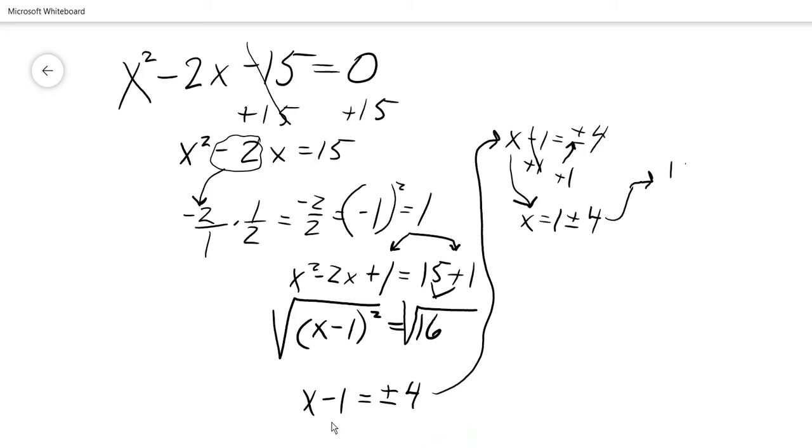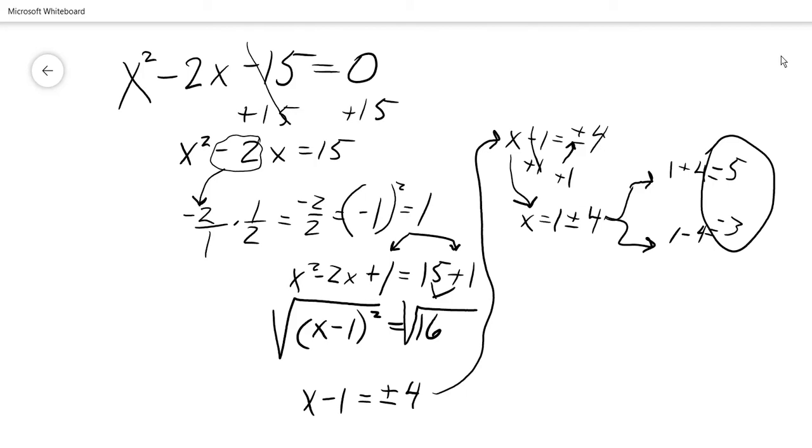Okay, here we got 1 plus 4. And down here we've got 1 minus 4. 1 plus 4 is positive 5. See, there's that positive 5 again. 1 minus 4 is negative 3. Ta-da! There's our same answers again, completing the square.